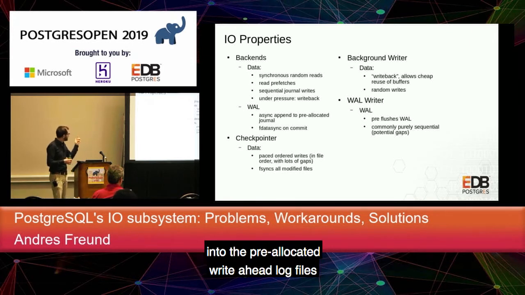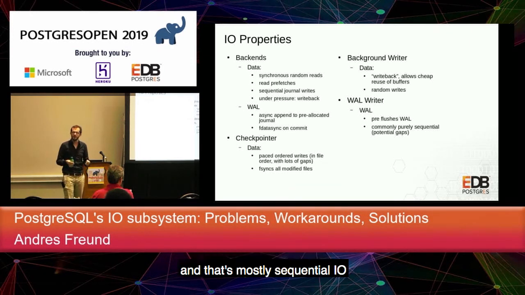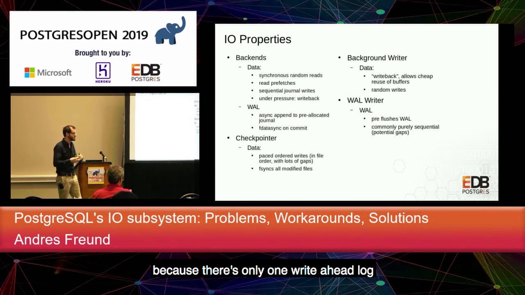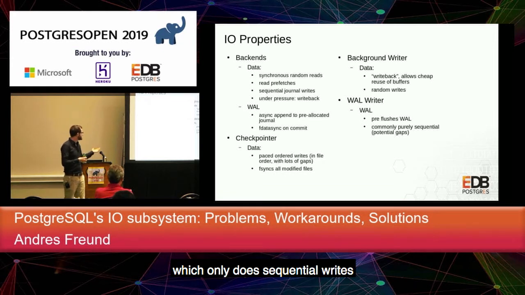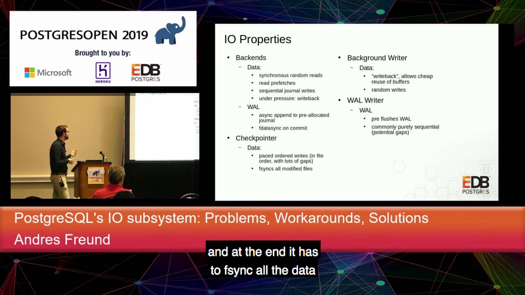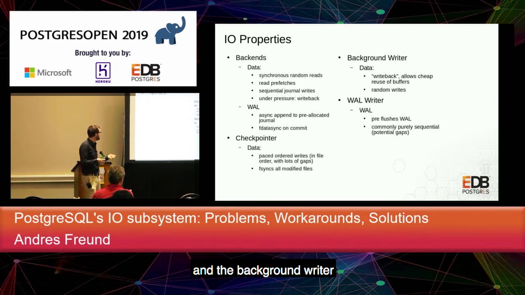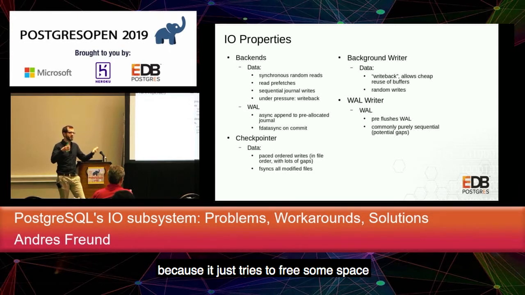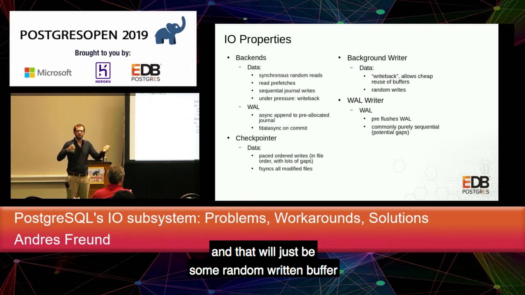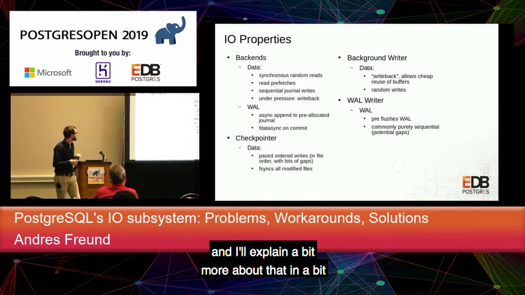And they write a write-ahead log into the pre-allocated write-ahead log files, and that's mostly sequential I/O, even though the sequentialness is distributed across all the backends because there's only one write-ahead log for all the connections. Then there's the checkpointer, which only does sequential writes, or sequential writes with gaps, and at the end it has to fsync all the data, and the background writer, which mostly issues random I/O because it just tries to free some space in shared buffers, and that will just be a random victim buffer, and I'll explain a bit more about that in a bit.